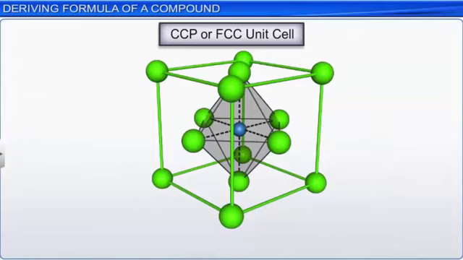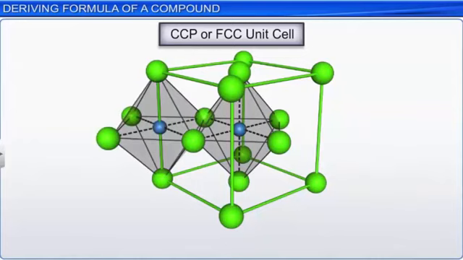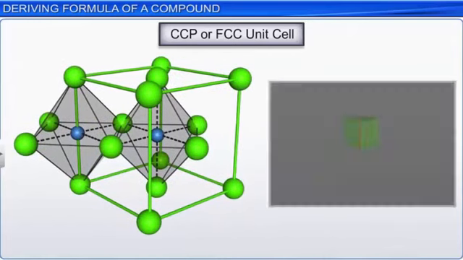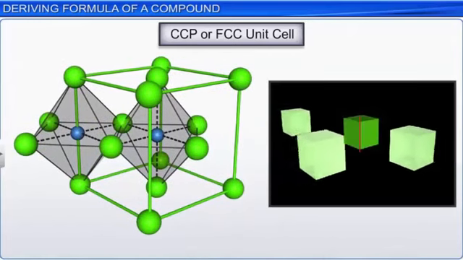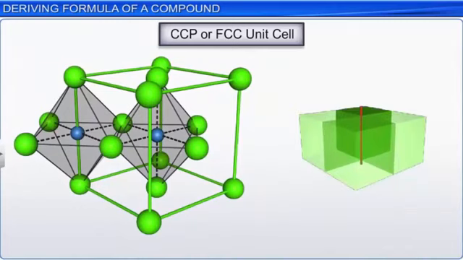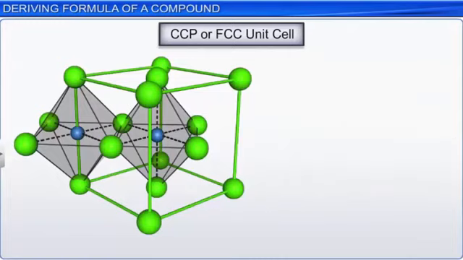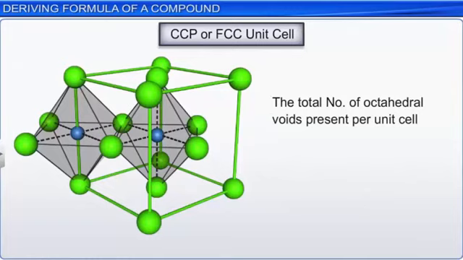Further, octahedral voids are also present at the center of each edge. As you can see, each edge is shared by a total of 4 unit cells. It therefore contributes only 1/4 to each unit cell. Thus, the total number of octahedral voids present per unit cell comes out to be 4. This is same as the number of atoms or ions present in a CCP or FCC unit cell.